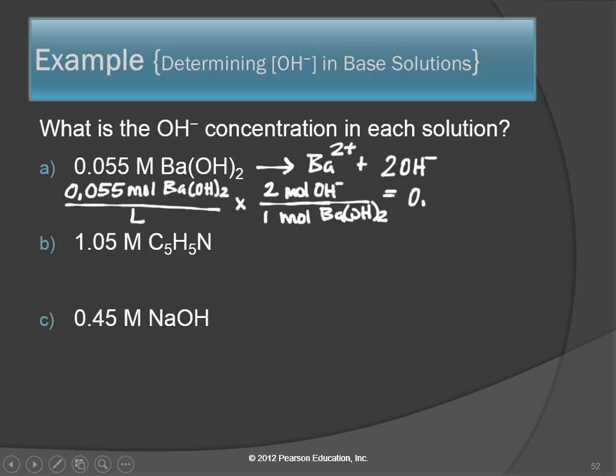So this is going to be 0.055 times 2, 0.11 moles per liter of hydroxide ion, which is the same as 0.11 capital M. Any questions? We could write water in there. It's just a little more difficult.